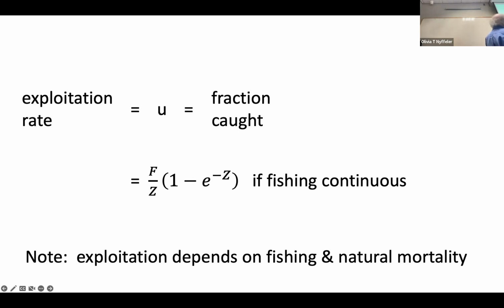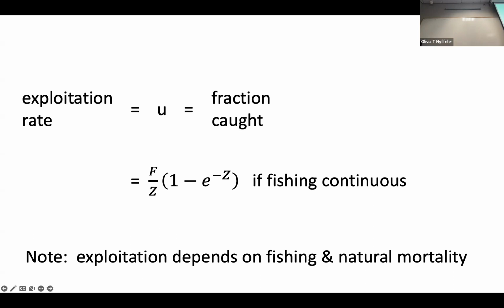And then we also need to think about exploitation rate, which we call little u. That's the fraction of the fish present at the start of the year that get caught. It's important to remember that it's present at the start of the year, because often during the year you get recruitment coming in. And so your total catch is a little bit harder to interpret, because some of it is u, and some of it is new ones coming in.